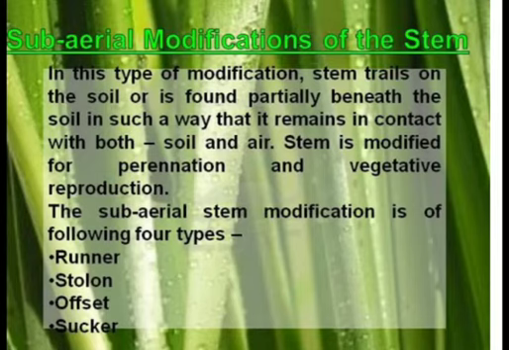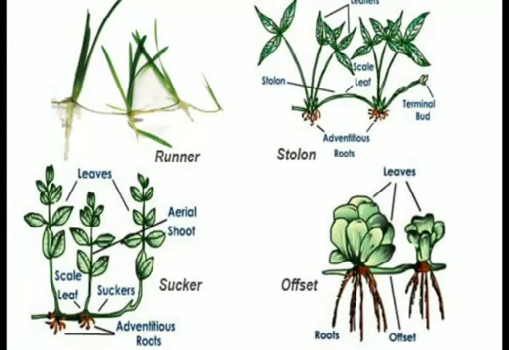Stem is modified for the purpose of vegetative propagation and perennation. That is, these subaerial modifications offer a very unique phenomenon for vegetative propagation, which is of extreme importance for various horticultural practices. And some examples of the subaerial modifications are runner, stolon, offset, and sucker. How do they look? These are the examples.